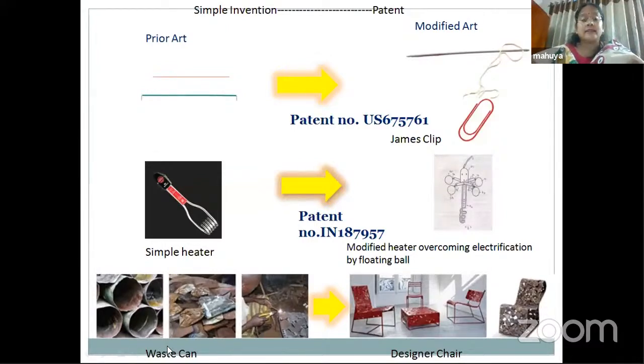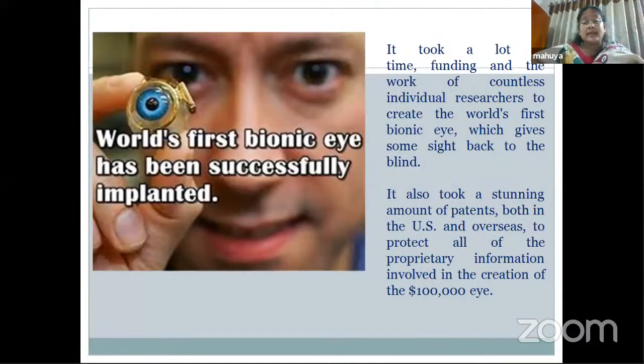Then comes waste cane. This waste cane is abundant in the Himalayan area, and someone developed a designer chair from it. The processing of this waste cane into a designer chair is new and innovative, and it can be patented. I think you may know the new bionic eye. Through this bionic eye, a blind person can see, and a US company earned huge royalties from it.